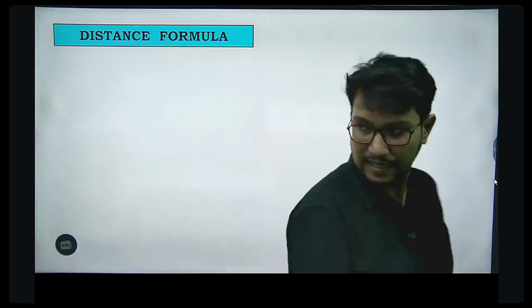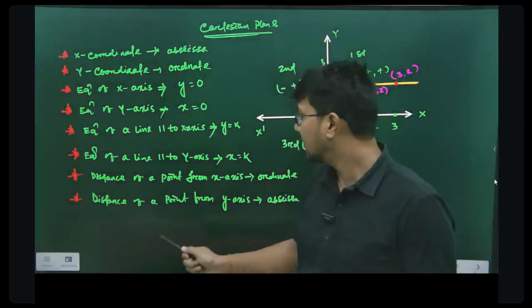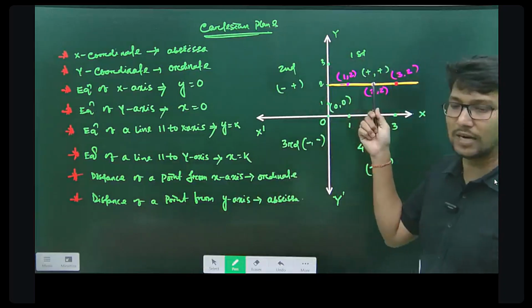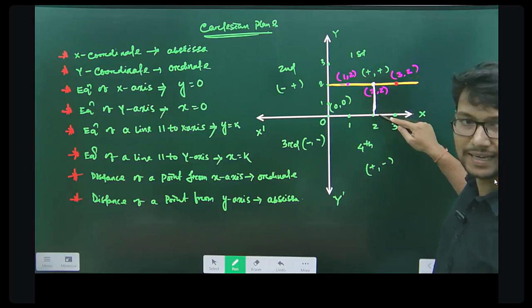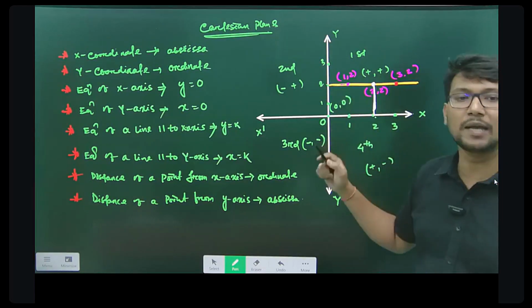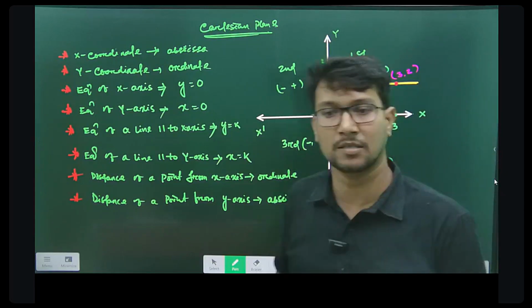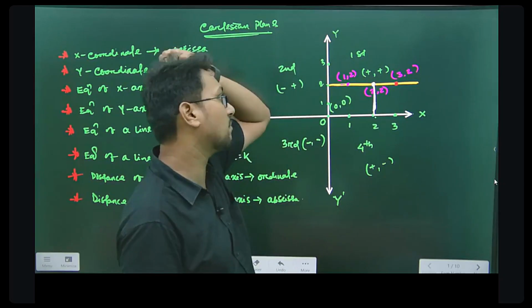Next is distance formula. Children, you have already seen distance of a point from the x-axis or y-axis. That time we will find perpendicular distance. Are you clear? So whenever a question is given, there is a point.